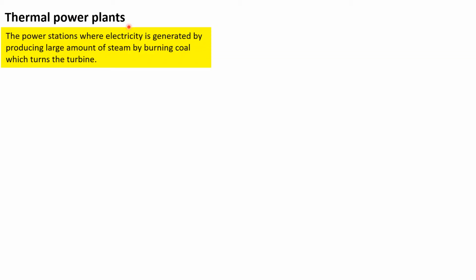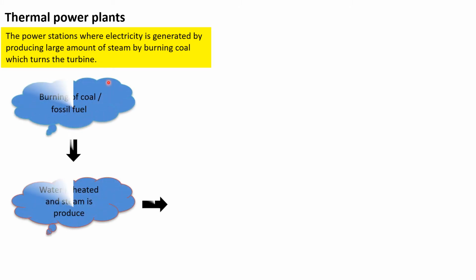So let us see thermal power plants. What happens here in thermal power plants? See, thermal means heat. Power means electricity. So these are the power plants or power stations where, by utilizing heat energy, electrical energy is produced. Okay, so the power station where electrical energy is generated. How? By steam. And how do we get the steam? By burning coal. What does the steam do? It turns the turbine. Okay.